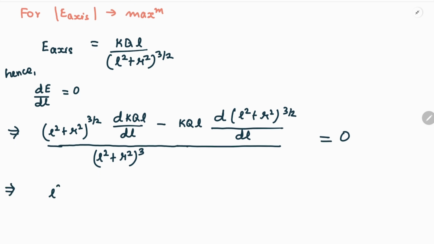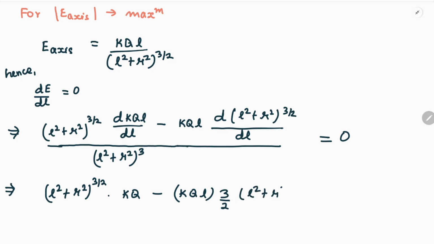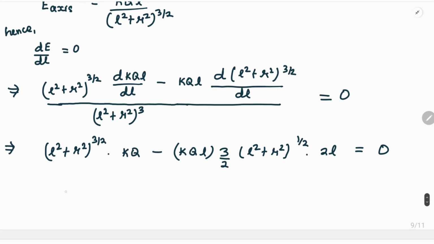So over here we obtain L square plus R square to the power 3 by 2 KQ minus KQL 3 by 2 L square plus R square power half, and then L square is differentiated as 2L, and over here on equating we obtain L equals plus minus R by root 2. That is, we can say on either side of the ring at a distance R by root 2, the magnitude of electric field strength will be maximum.